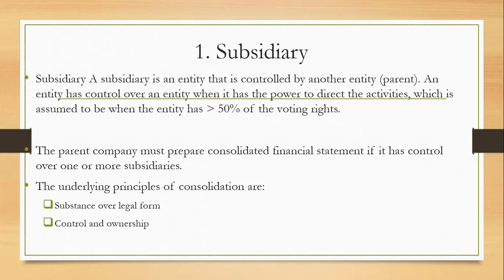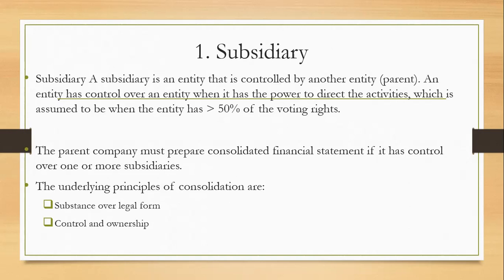So we have said that the parent company is assumed to have more than 50% of the voting rights. If this company has control over a subsidiary company, it means that the company shall have the mandate to prepare consolidated financial statements. In this case, we're looking at the income statement or the statement of comprehensive income, the statement of cash flows, and the balance sheet, which you now call the statement of financial position.